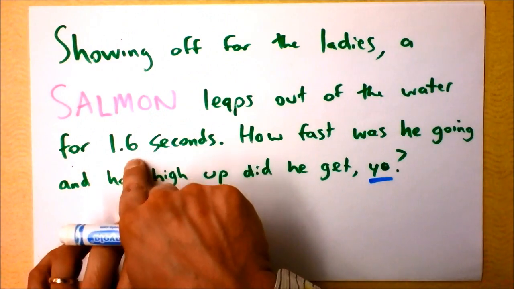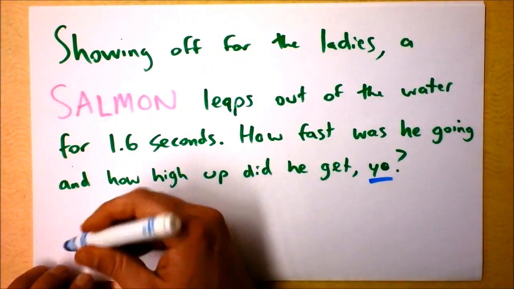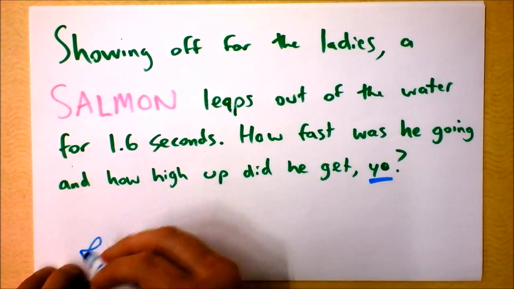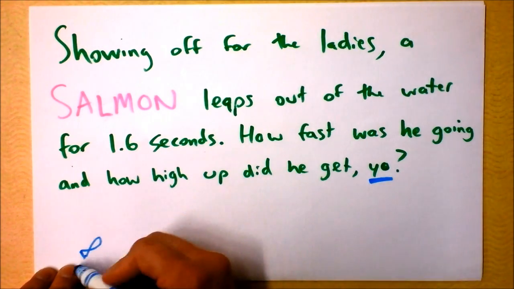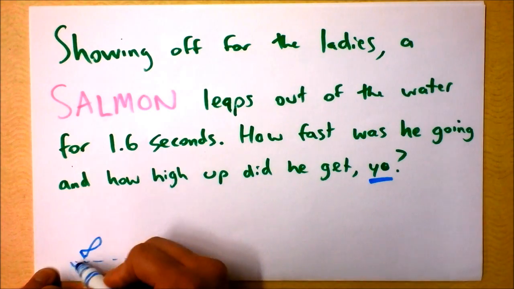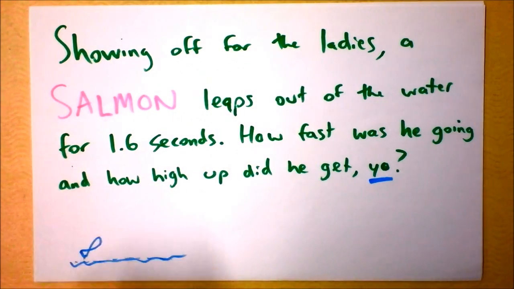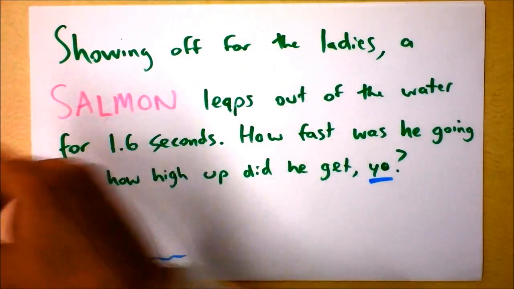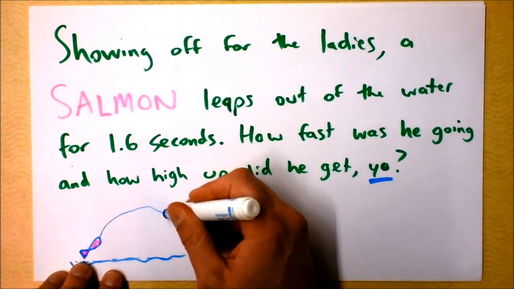This salmon is in the air for 1.6 seconds. We'll draw a little sketch. This is what salmon look like. I am not a fisherman, but I am an artist, an artiste perhaps. So there's water down here, that's why it's blue. The salmon ought not to be blue. It'd be great if the salmon were salmon colored. There, now we go. And the salmon goes up, whee, like this.